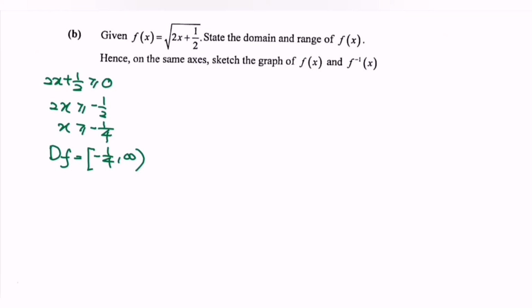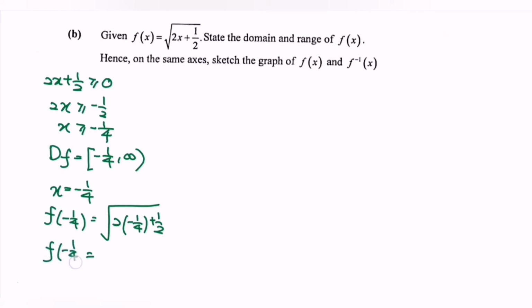Next, kindly determine the starting point, which is x equals negative 1 over 4. If we substitute this into f(x), we will have the square root of 2 times negative 1 over 4 plus 1 over 2. By referring to the calculator, f of negative 1 over 4 is equal to 0. So that is our starting point with the coordinate negative 1 over 4, 0.